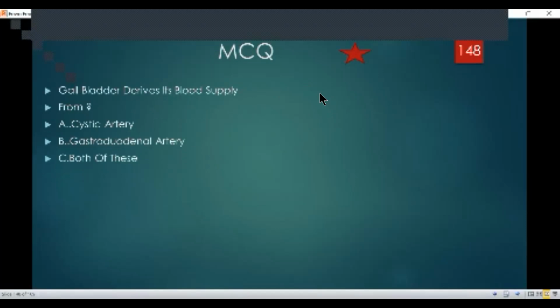So that is all. This was the first topic to revise the gallbladder sonographic anatomy and sonographic examination.